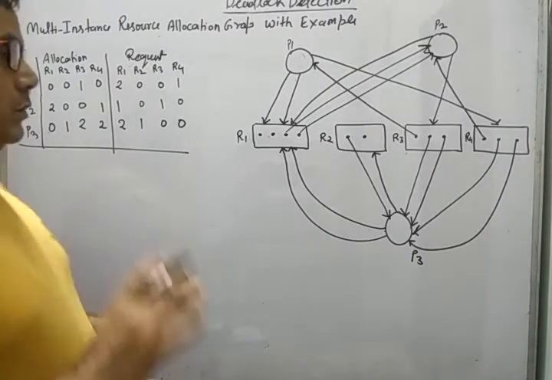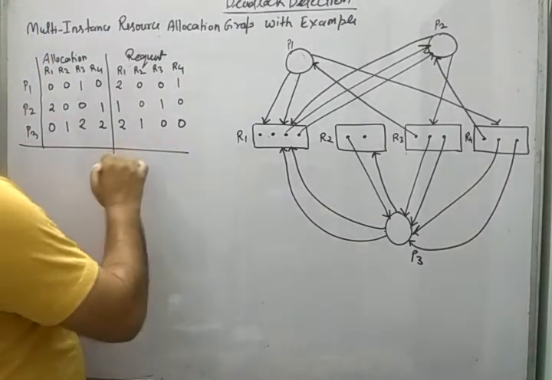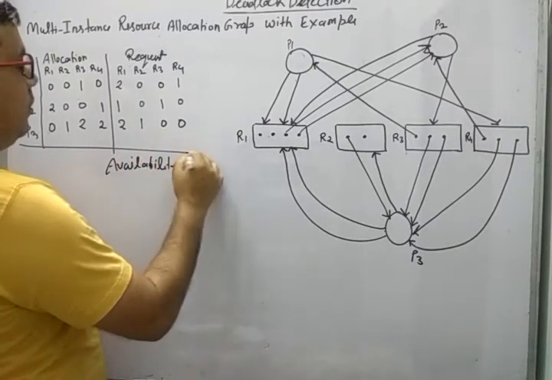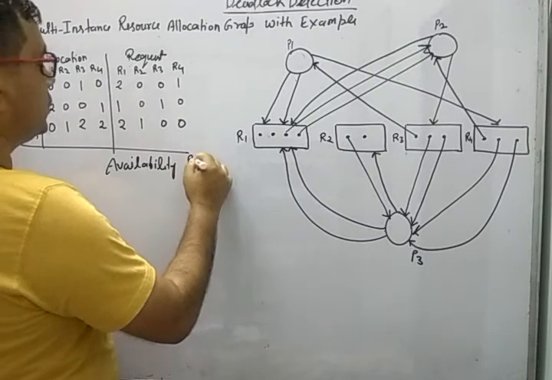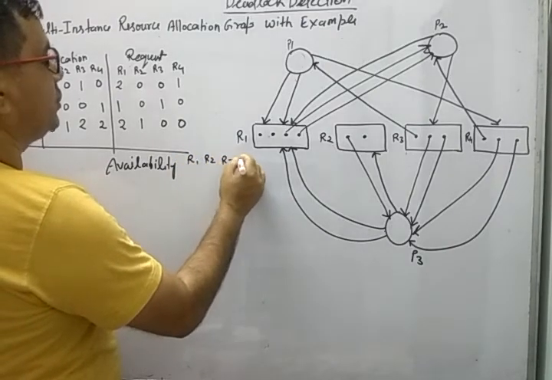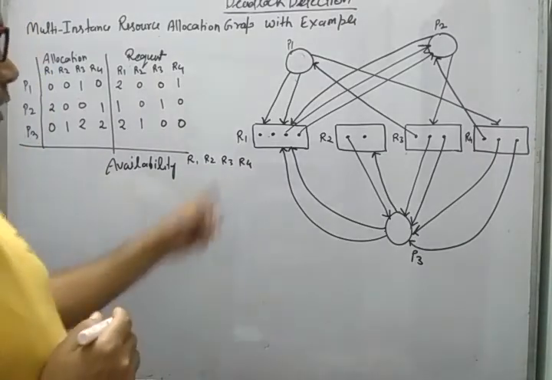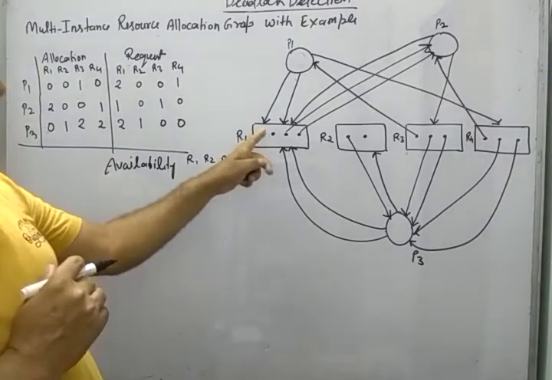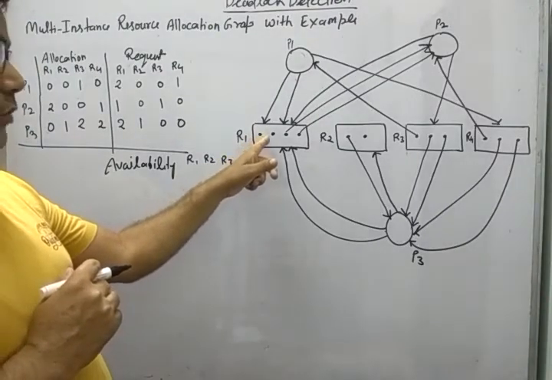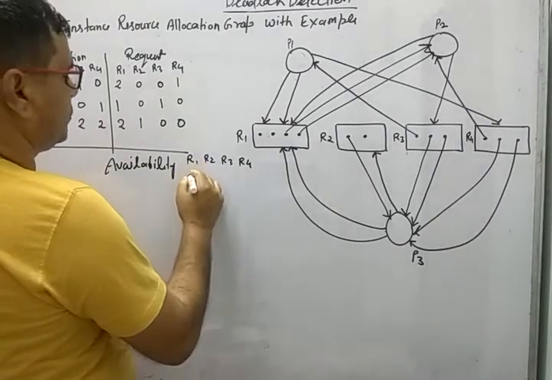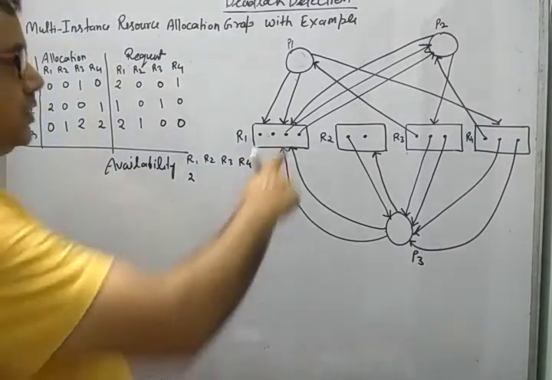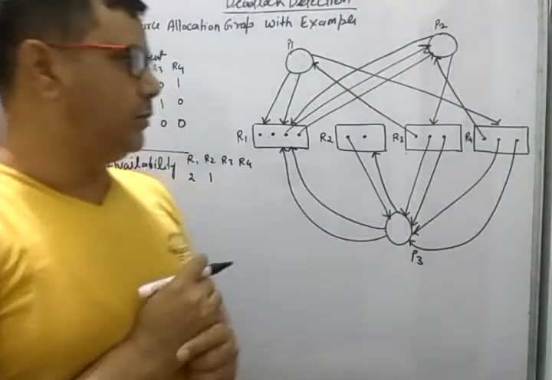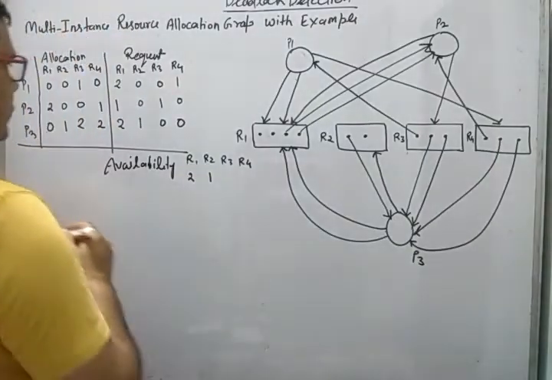Right, now we will look at what the availability is. Availability of the resources R1, R2, R3 and R4. Look here, two instances of the resource R1 are available here. One instance of R2 is available here. No instance of R3 is available. No instance of R4 is available.